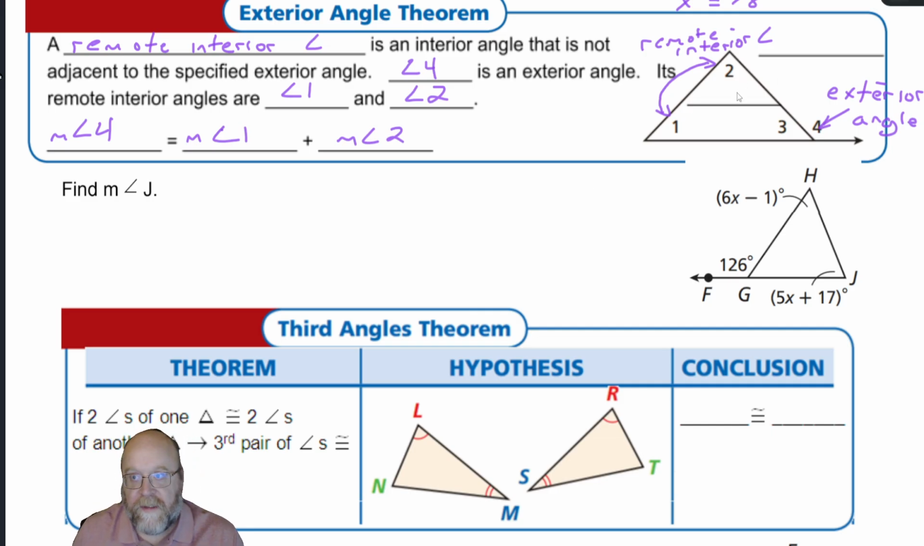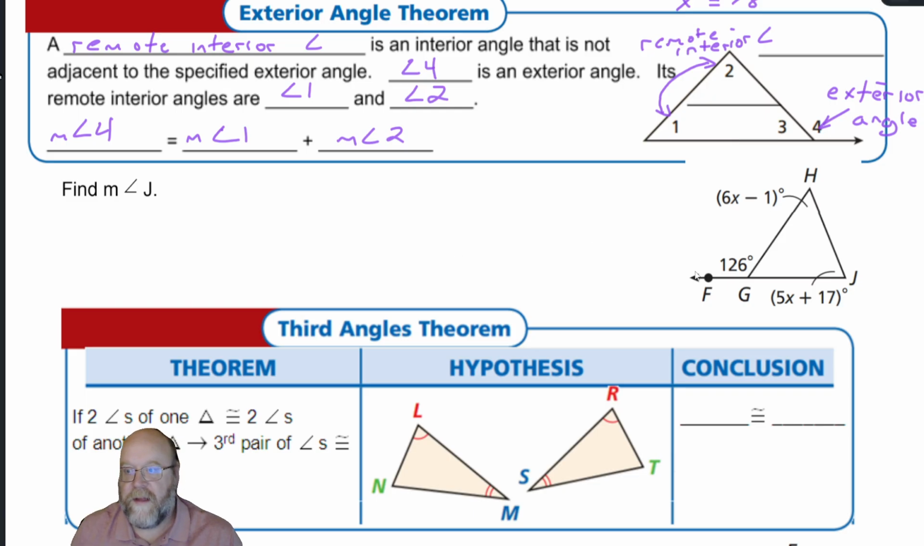Now they're remote interior angles because they're not next to the exterior angle. That's the only thing. That's the reason why they're remote. So another way that I've heard it described is like, where's the remote for your TV? Well, it's never next to you. Let's say you're an exterior angle. The remote is not next to you.